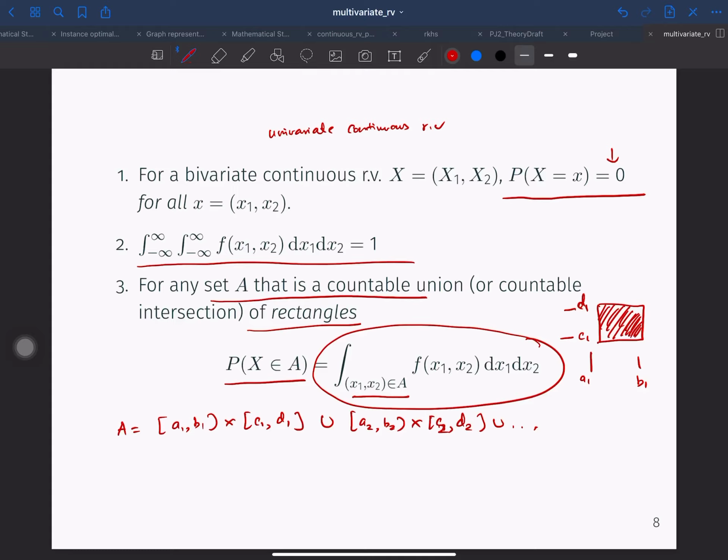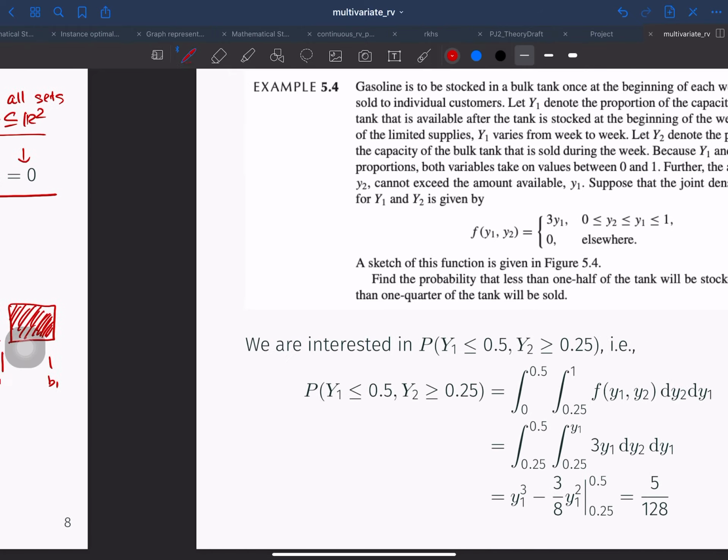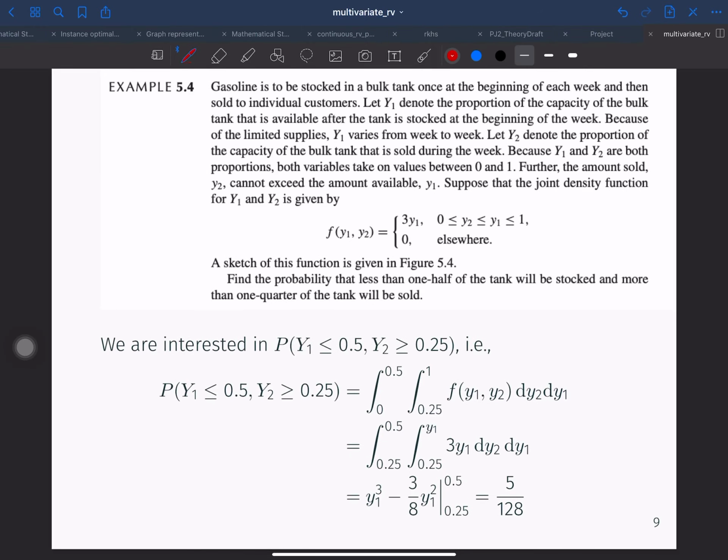As we said earlier, you cannot define the probability that X belongs to A for all sets A. This is not definable. So we have to limit ourselves to countable unions of rectangles. That's just a technicality. In any case, let's see a quick example here.